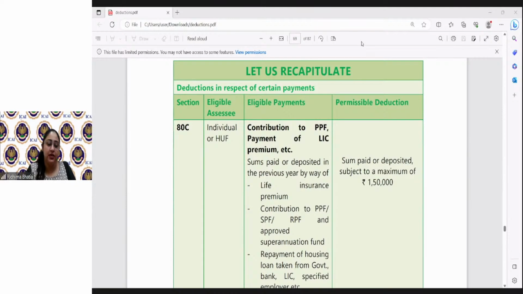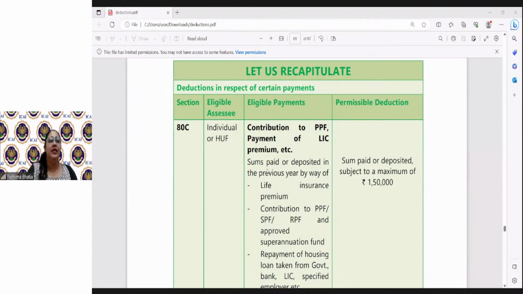There are two headings: heading B, where you get the deductions in respect of certain payments, and heading C, where you get the deductions in respect of certain incomes. So we started with deduction in respect of certain payments. First of all, we saw 80C. I hope you can see on the screen, right?